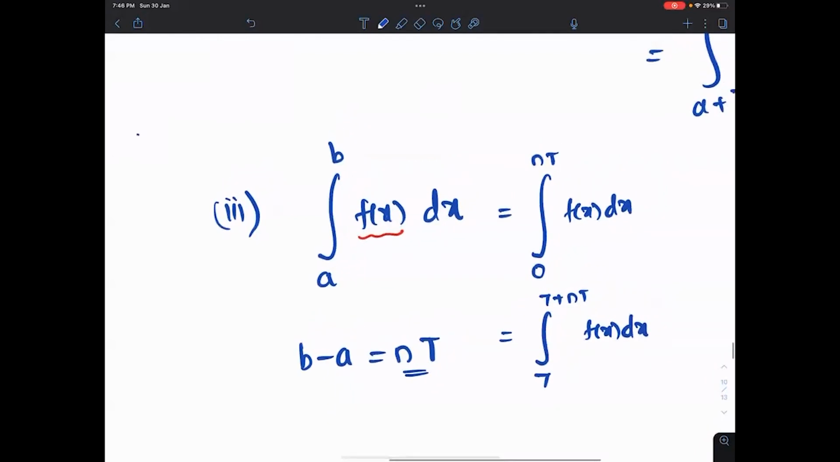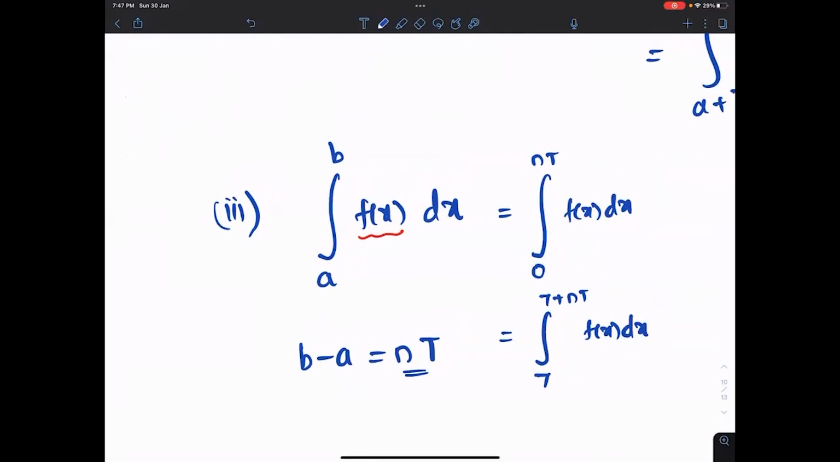If the difference is not a multiple of the time period, then I can't maintain the difference, sir. Like integration 1 to 3 is there. You can't write it like 2 to 4. You can do that only if the difference, which is 2 here, is a multiple of the time period of the function inside. If 2 is a multiple of the time period, then you can do it, otherwise not. Okay. That's all. These three golden rules, guys.